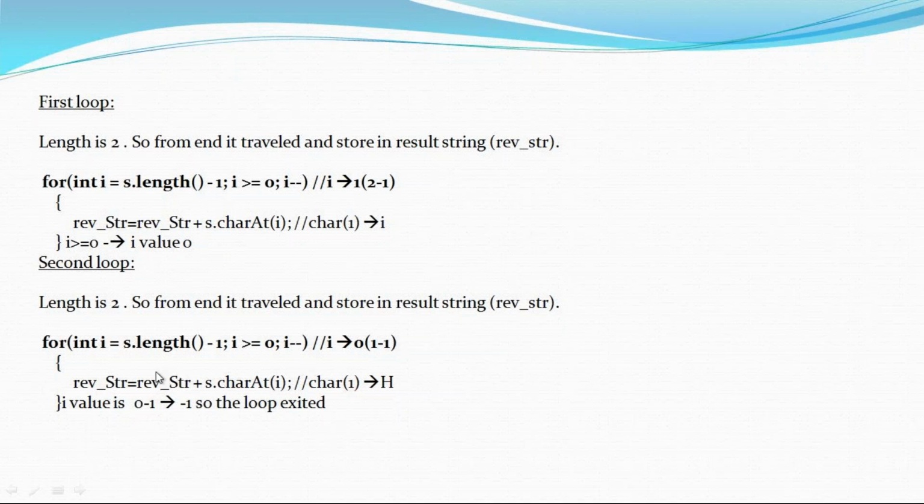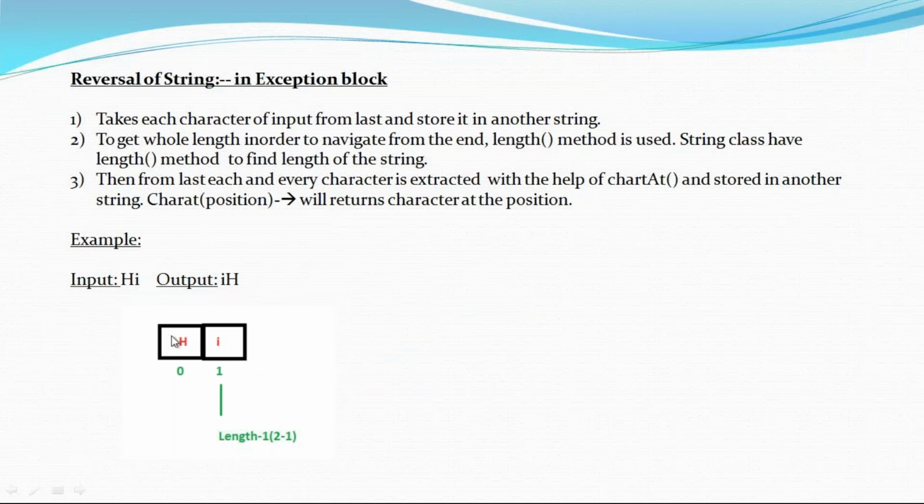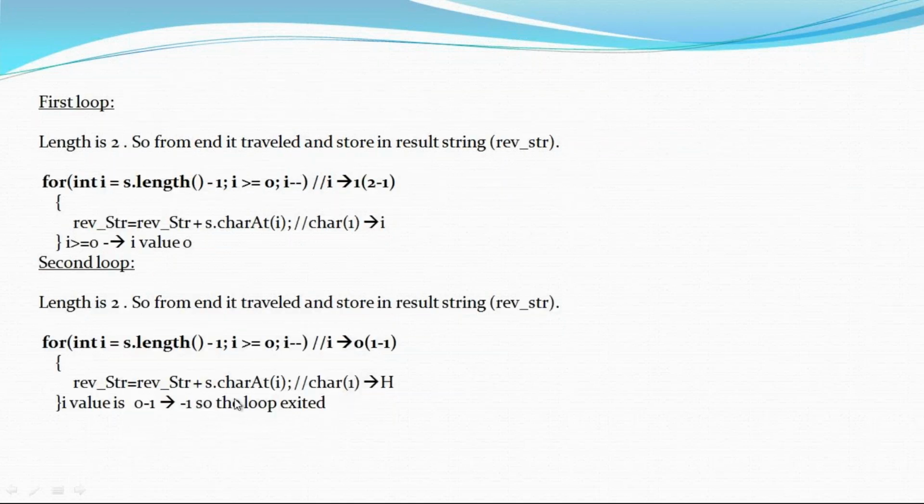Now rvStr will have I plus s.charAt(0), and at position 0 the character is H. So I plus H gives us IH. Now the i value will be decremented, that is 0 minus 1. Minus 1 is not greater than or equal to 0, so the loop is exited.